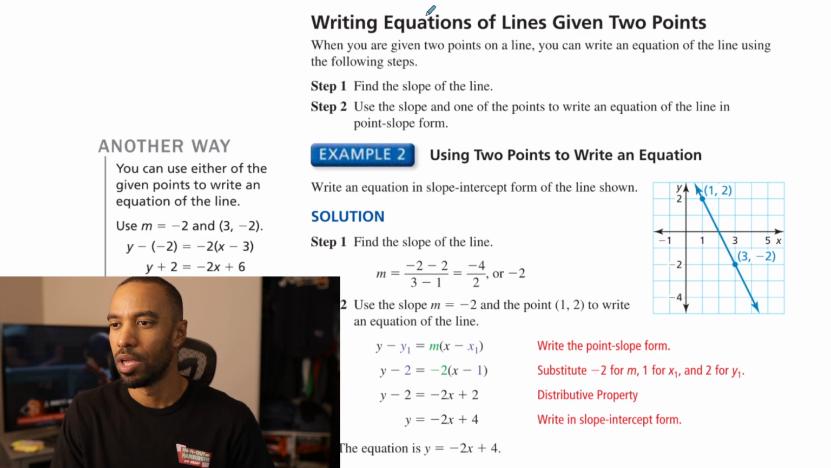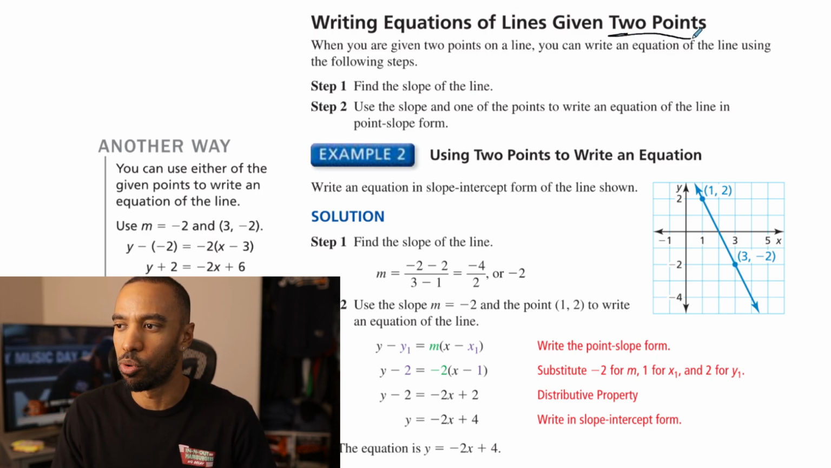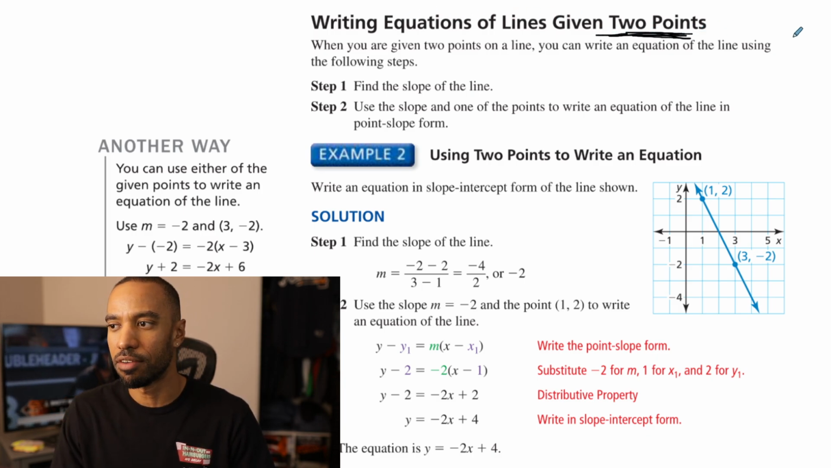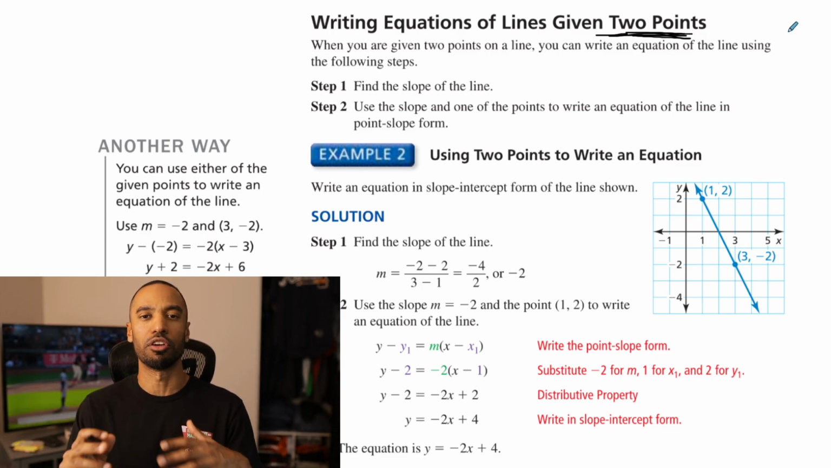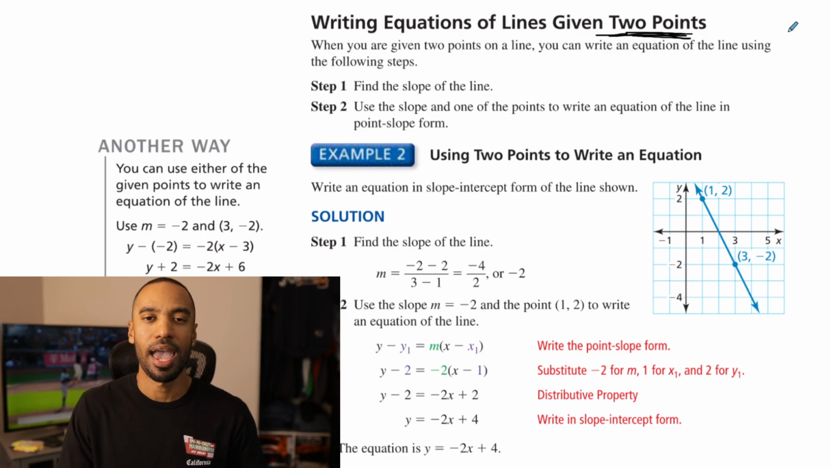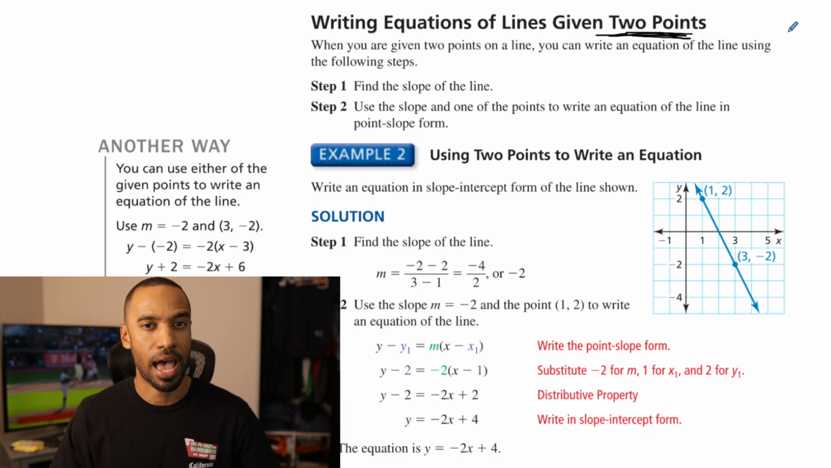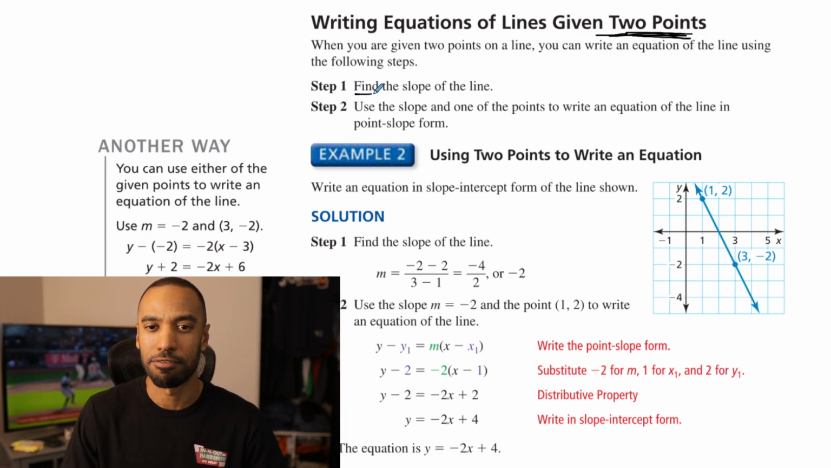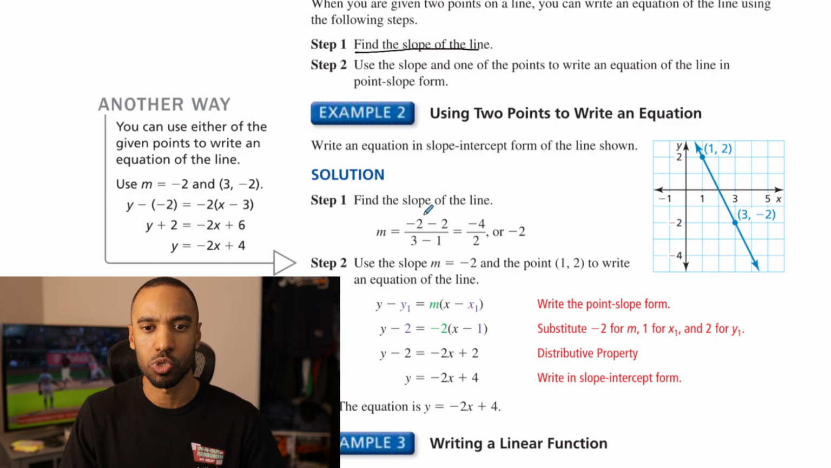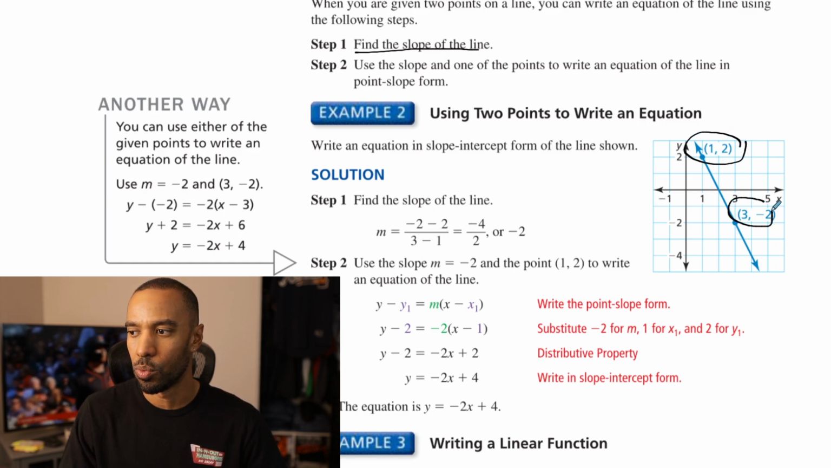Let's go back to this one. Writing equations of lines given 2 points. Okay, if you're given 2 points, think about your formula. Your formula needs 1 point and it needs a slope. Well, we don't have slope yet, but we do have 2 points and we can find the slope off of it. Find the slope of the line: y2 minus y1 over x2 minus x1, right? So in this setup, we can find the slope.